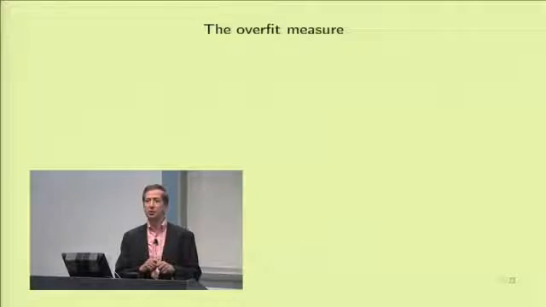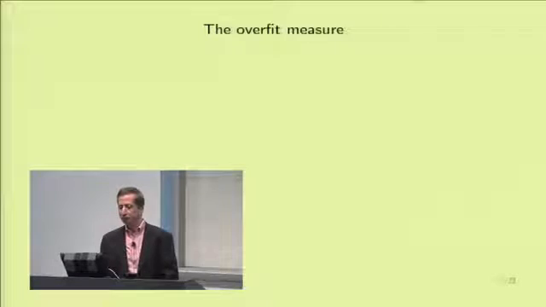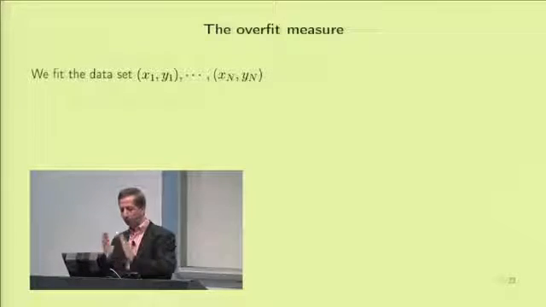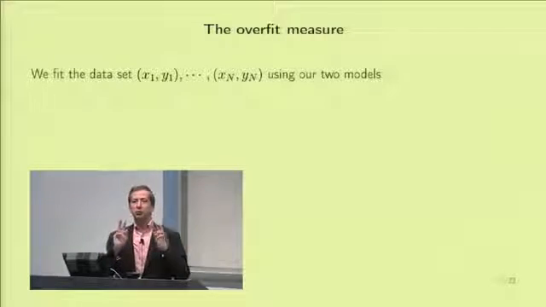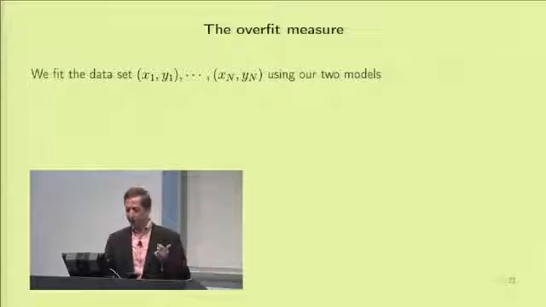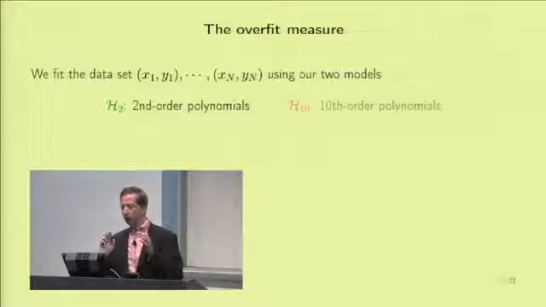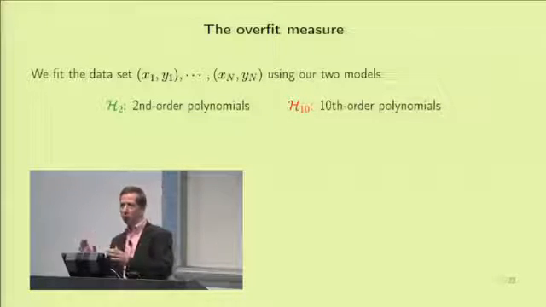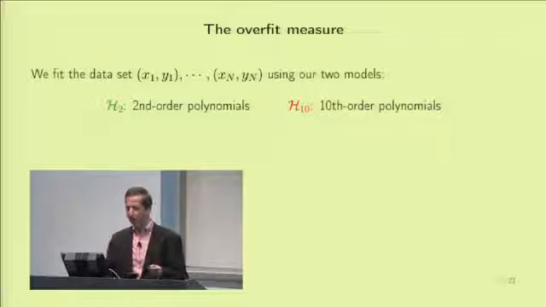So now how am I going to measure overfitting? I'm going to define an overfit measure, which is a pretty simple one. We are fitting a data set, from x1, y1 to xn, yn, and we are using our usual two models. Nothing has changed. We either use second-order polynomials or 10th-order polynomials. And if going from the second-order polynomial to the 10th-order polynomial gets us in trouble, then we are overfitting. We'd like to quantify that.